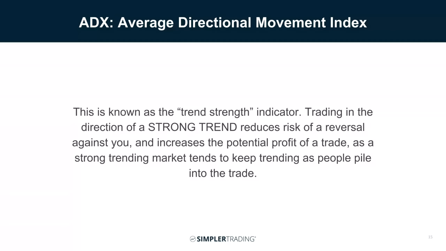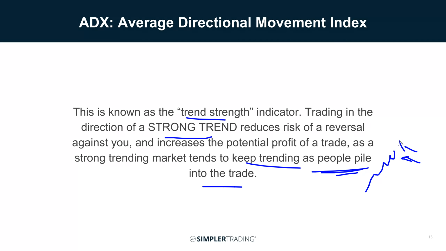So the ADX, the average directional movement index, is known as the trend strength indicator. Trading in the direction of a strong trend reduces risk of a reversal against you and increases the potential profit of a trade, as a strong trending market tends to keep trending as people pile into the trade. This is really key to know, that the longer a market trends up, the more people start to pile into it.